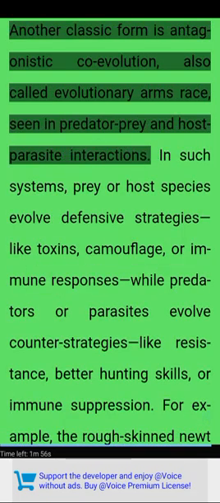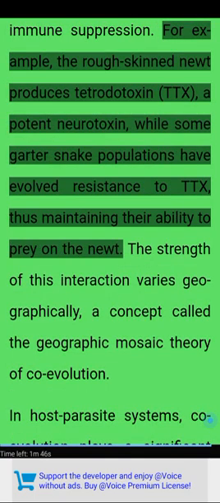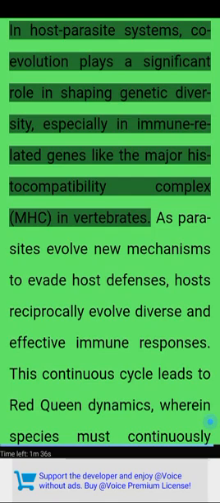Another classic form is antagonistic co-evolution, also called evolutionary arms race, seen in predator-prey and host-parasite interactions. In such systems, prey or host species evolve defensive strategies, like toxins, camouflage, or immune responses, while predators or parasites evolve counter strategies, like resistance, better hunting skills, or immune suppression. For example, the rough-skinned newt produces tetrodotoxin (TTX), a potent neurotoxin, while some garter snake populations have evolved resistance to TTX, thus maintaining their ability to prey on the newt. The strength of this interaction varies geographically, a concept called the geographic mosaic theory of co-evolution.